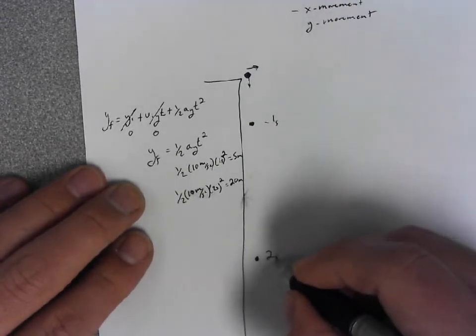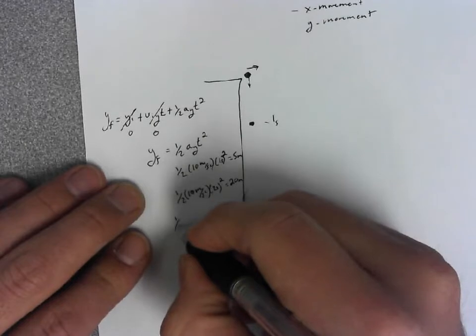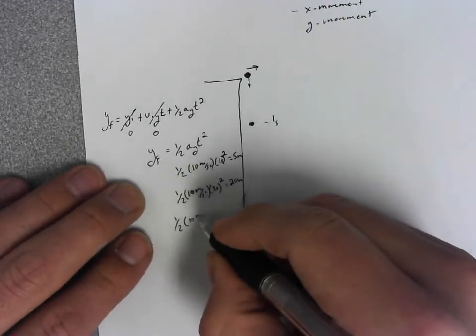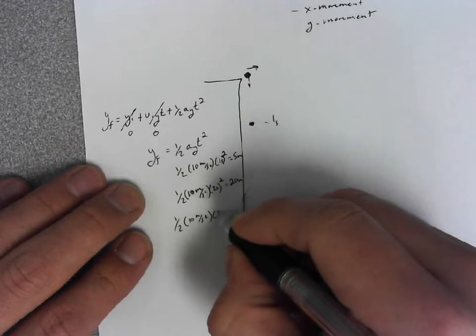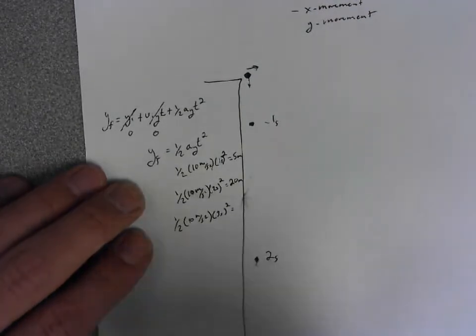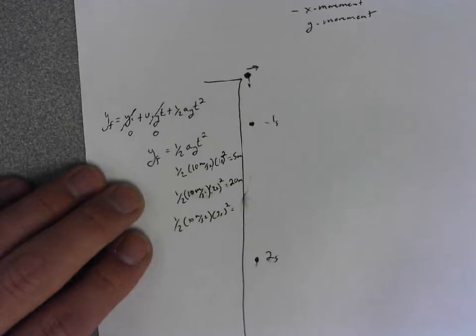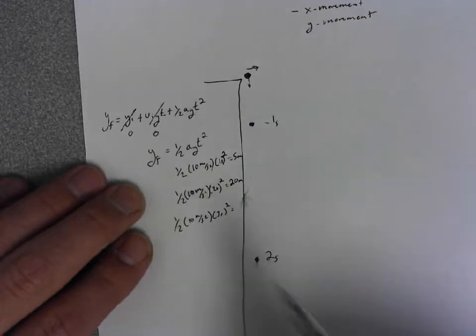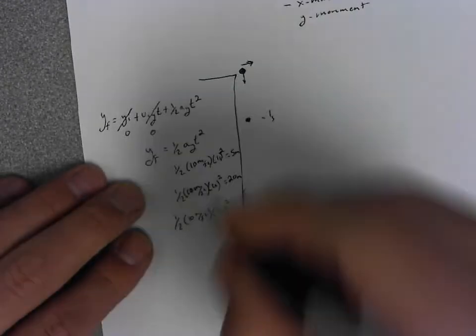That's 2 seconds. Let's do one more. We got 1/2, okay, and I've got 10 meters per second squared. We'll do 3 seconds now, squared. Okay, so 3 times 2 is what? That's, well, sorry, 3 squared. So 3 times 3 is 9, times 10 is 90, times 1/2 is 45.